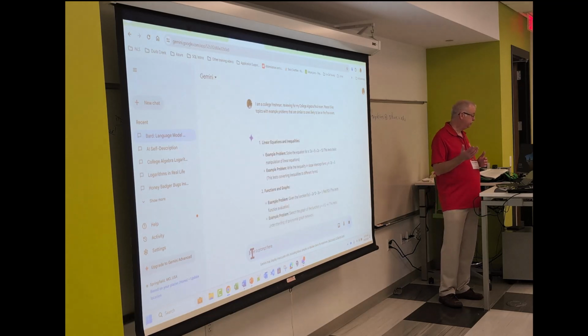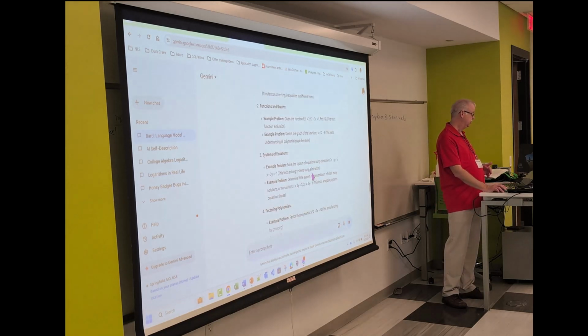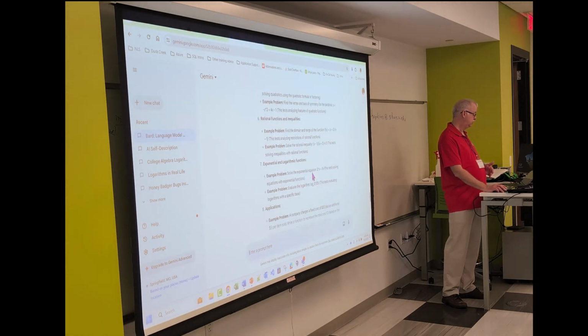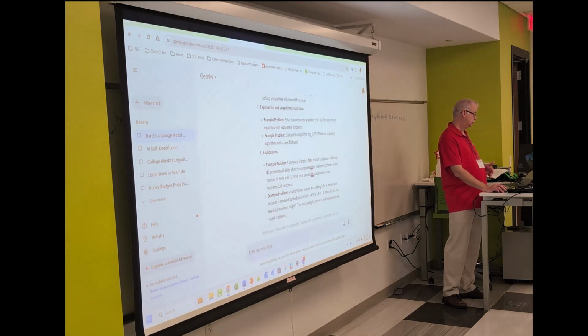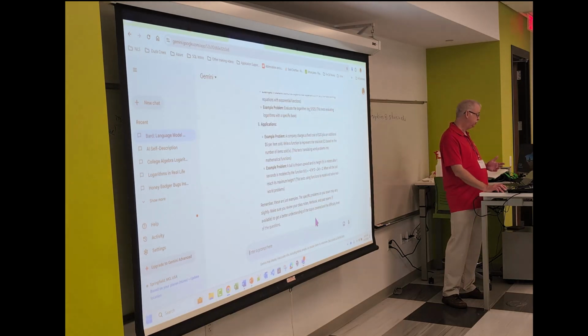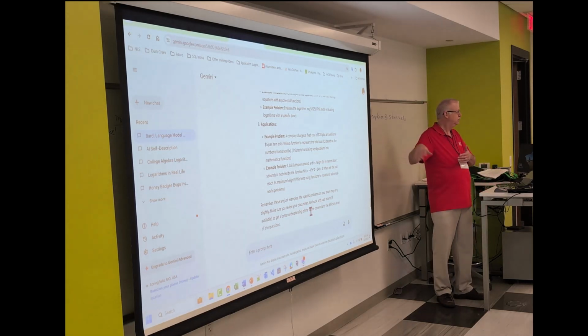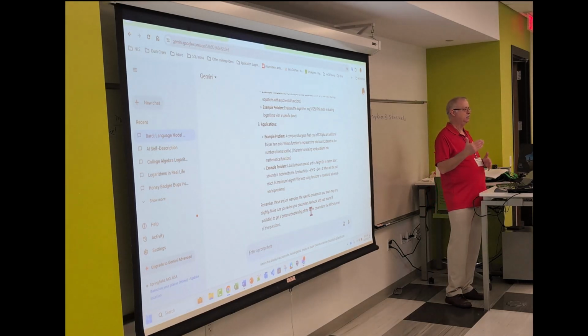So: linear equations and inequalities with some example problems, functions and graphs with some example problems, systems of equations, factoring polynomials, quadratic, rational. And remember, these are just examples. Specific problems on your exam may vary slightly. Make sure to review your class notes, textbook, and past exams if available to get a better understanding. So it's answering the question, but it's also giving some additional ideas on how to approach this problem.